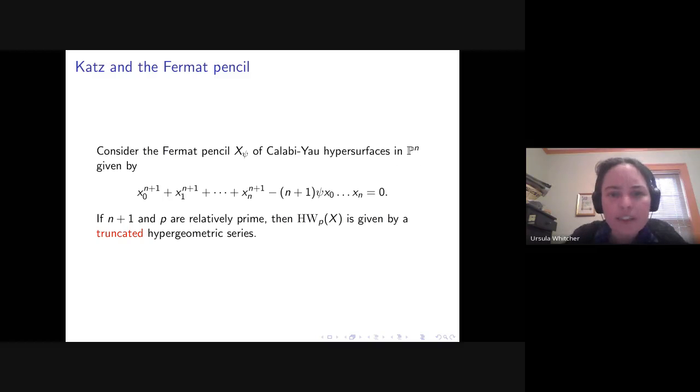In particular, he looked at the Fermat pencil. I guess he called it the Dwork pencil because he's a number theorist. And he found that if the powers of your variables and the prime you're interested in are relatively prime, then the Hasse-Witt matrix is going to be given by a truncated hypergeometric series.